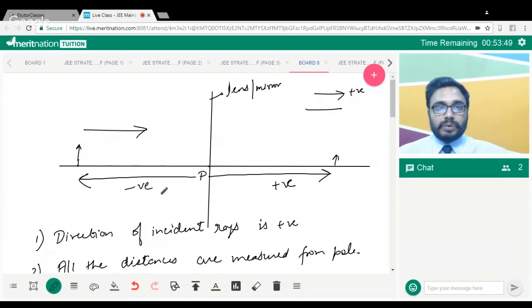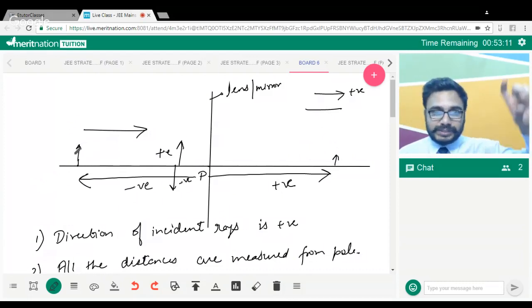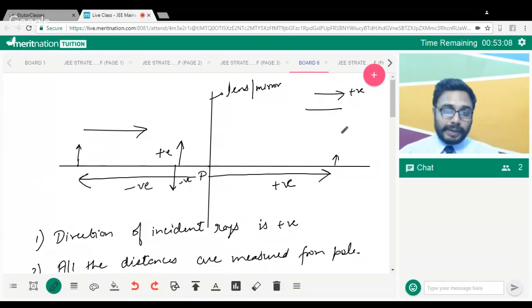Next, which height to take positive and which height to take negative. Generally, it is related to the orientation of object. Let's say in this orientation, object is above the principal axis. So I'll take all the heights above the principal axis as positive and below as negative. If the object is inverted, then I'll take the downside as positive and the upside as negative. So it will depend on the orientation of object. In this case, the object is oriented toward upside, so I'll take upside direction as positive. Depending on it, the height of image is also positive. So these are three things.